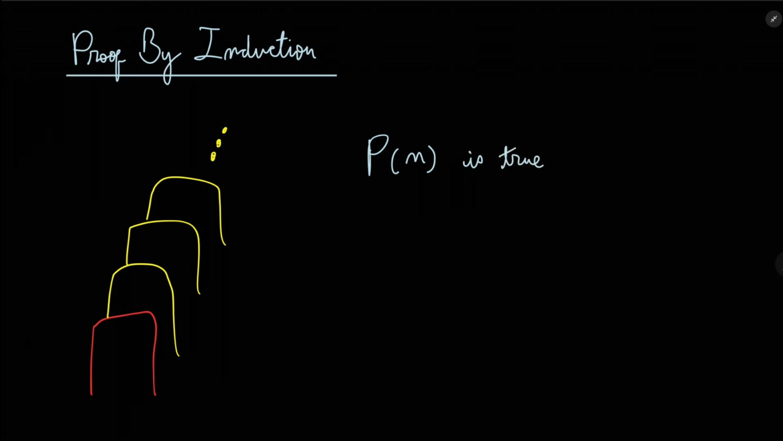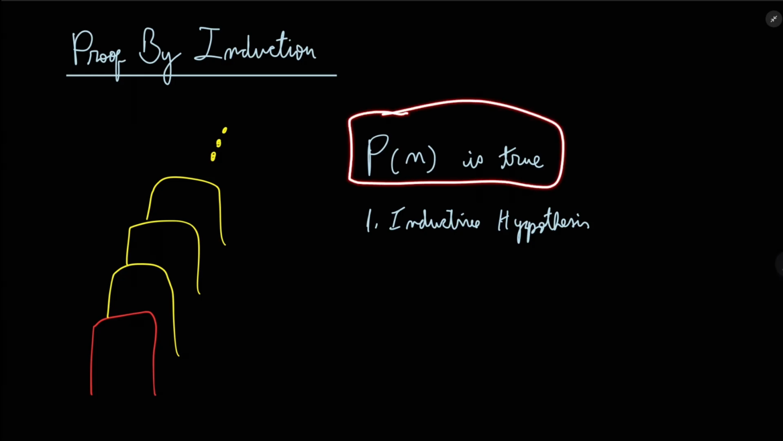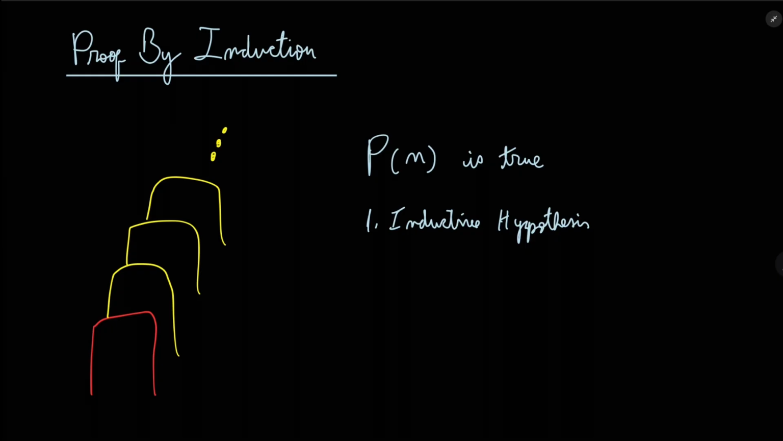A proof by induction has three parts. First one is the inductive hypothesis, in which you assume that P of n is true for some arbitrary natural number n. It may sound a little strange because you're assuming exactly what you're trying to prove, but I hope it will make sense in a couple of minutes. Then you have the base case, in which you show that P of 0 is true.